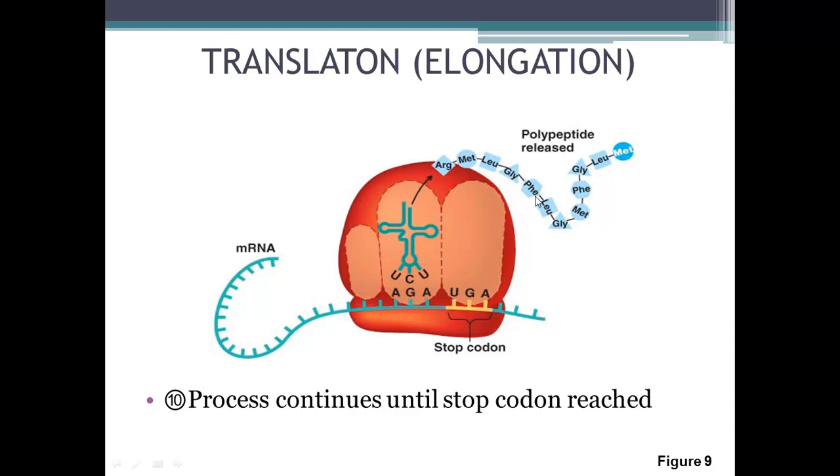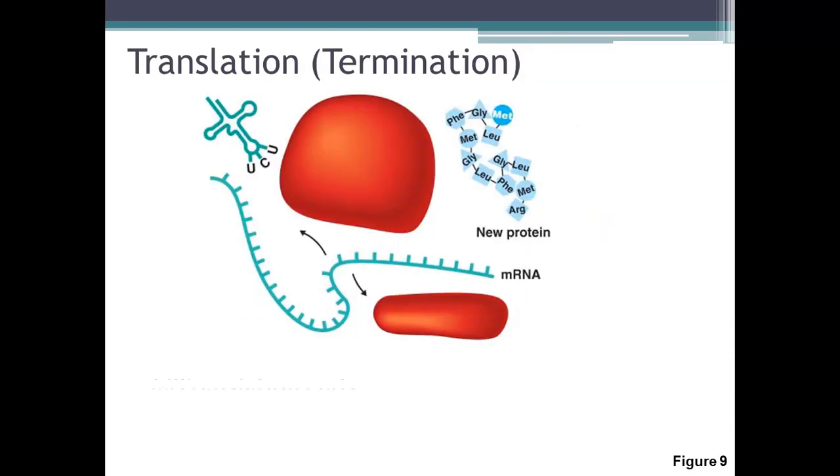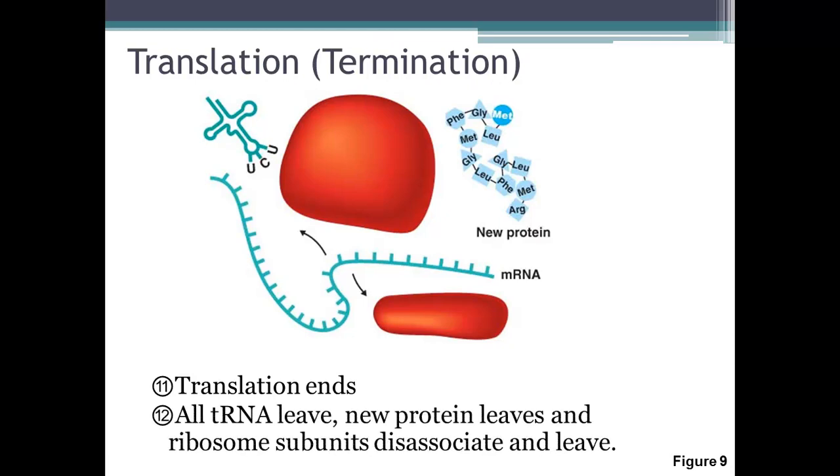So here you see that we have reached our stop codon UGA. So that signifies that we have reached the end of our protein. So there, translation is going to end. All the tRNAs are going to leave. So your new protein that you have made also leaves. And the ribosomal subunits are going to dissociate. So they're no longer going to be complete. The large goes its way, the small goes its way, and everyone leaves.